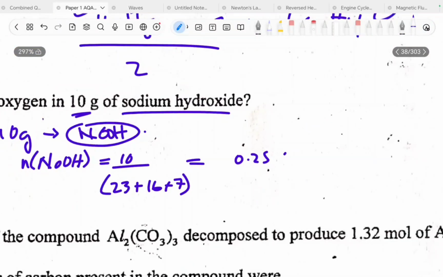0.25. Is it equal to 0.25? Let's see. There's my calculator. Something's telling me that maybe I might be wrong. Let's go: 10 over 23 plus 16 plus 1. Oh yeah, it's 0.25. Right. This is the number of moles of NaOH that's in 10 grams of sodium hydroxide.